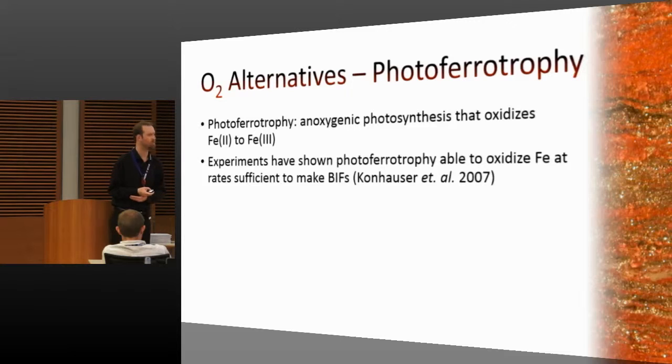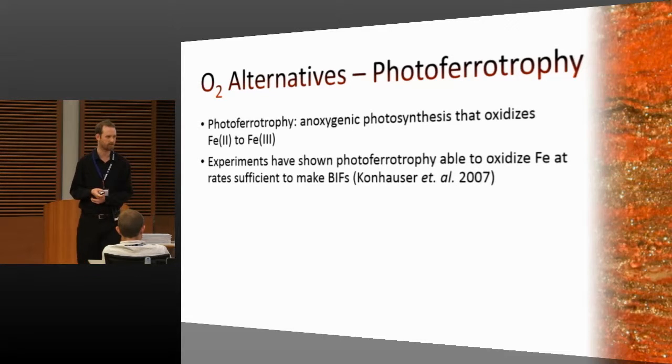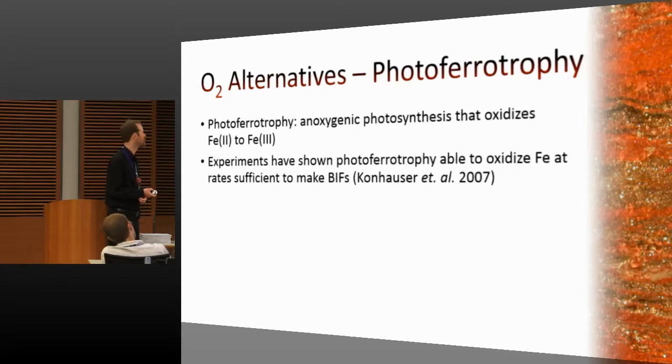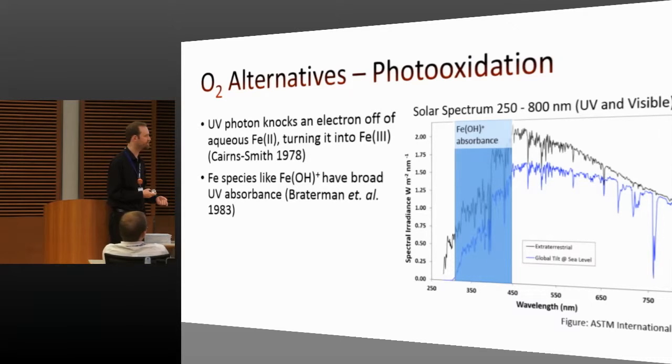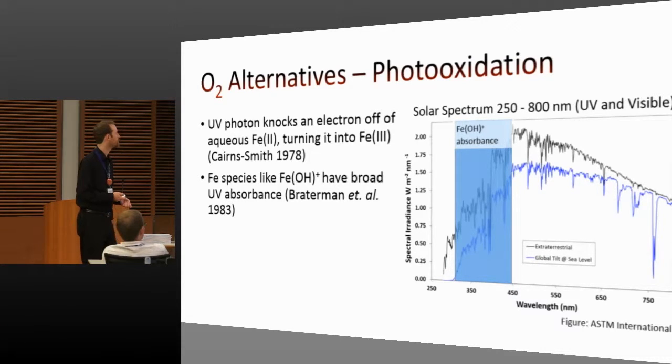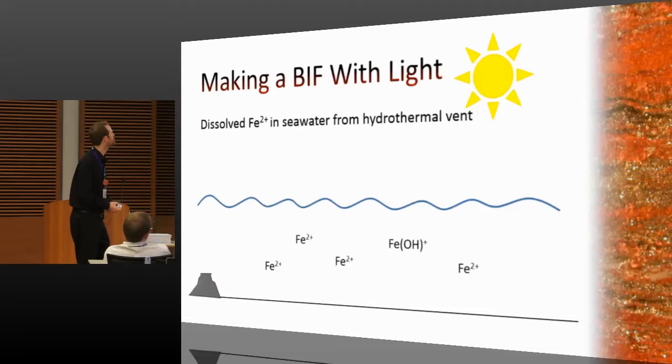There's something called photoferrotrophy, which is an alternate idea. It's anoxygenic photosynthesis that directly oxidizes the iron, and there have been experiments that have shown that this could make BIFs. But then there's also photooxidation. You have an ultraviolet photon knocking an electron off of aqueous iron 2, turning it into iron 3. Iron species like FeOH+ have very broad UV absorbance. So that gives some interesting results.